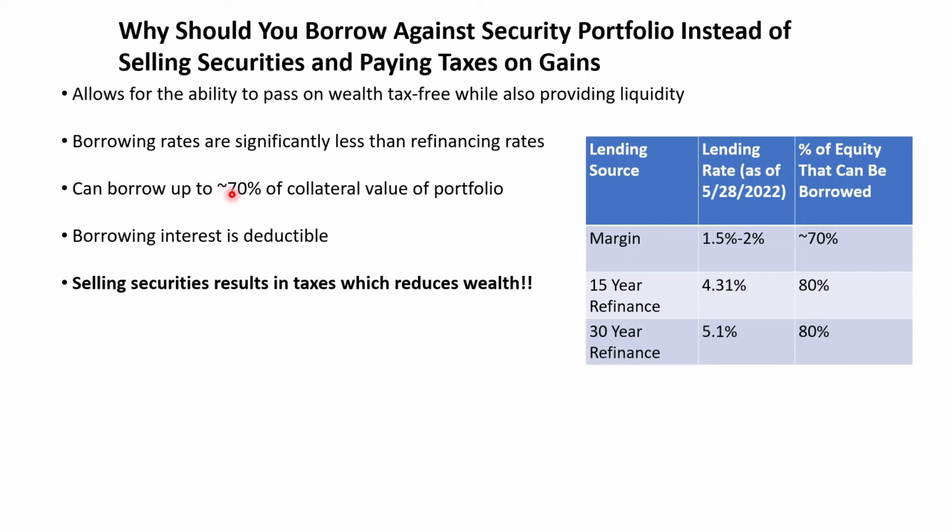Again, you can borrow up to 70% of the collateral value of your portfolio. So again, it's not as high as borrowing against your house, because there you can do about 80%, but it's pretty close. And similar to a mortgage, right? The interest is deductible. If you pay the interest on that within the year, that interest is actually deductible. But probably the most important ability is that when you sell securities, you pay taxes, just like we saw in the previous slide, and that reduces wealth.